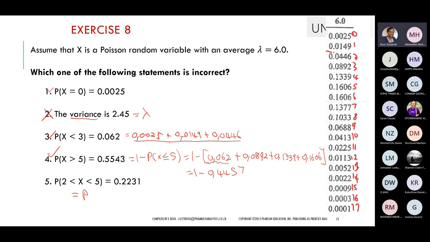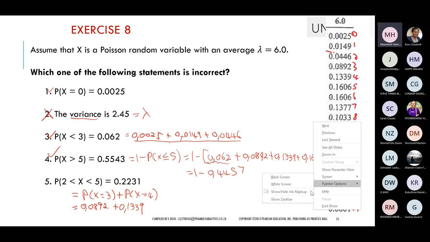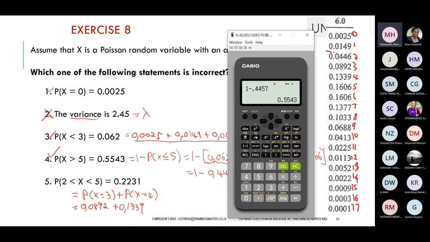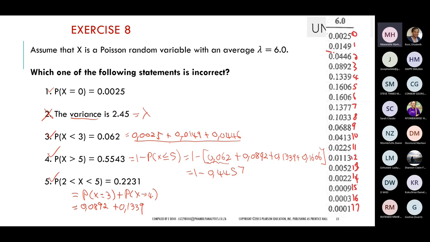The values that are between 2 and 5 are the probability that x equals 3 plus the probability that x equals 4, which means we just add 0.0892 plus 0.1339. 0.0892 plus 0.2231, which is correct. Any questions? You need to practice. It requires you to practice.